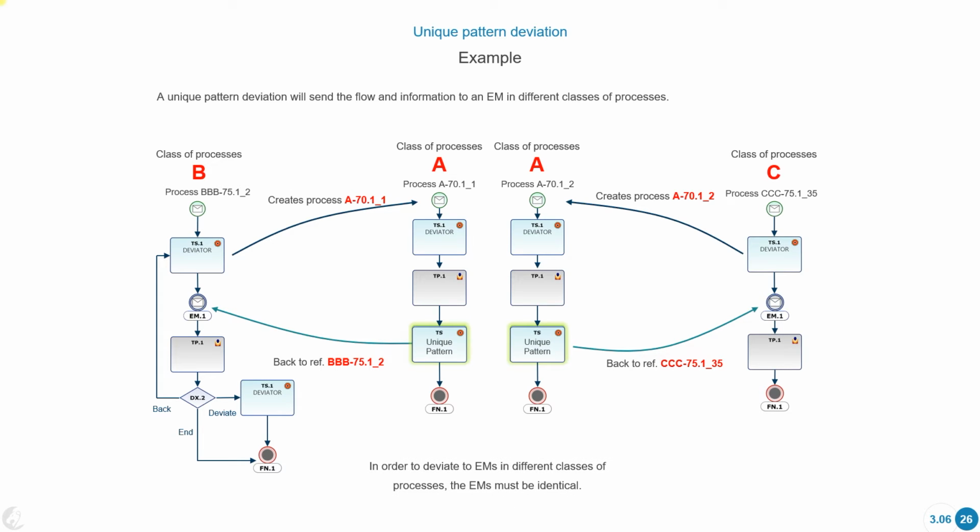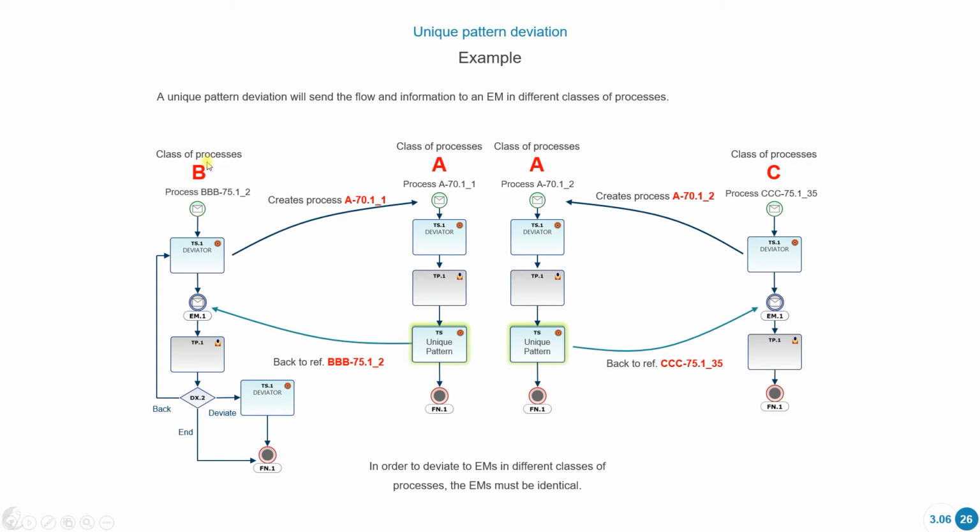Basically, because in order to deviate to different intermediate events of totally different classes of process, these events must be identical. They must have the exact same data structure, because it's impossible for me to map the fields from the class of process A to the class of process B, and also to the class of process C. And this is an example with only 3 different classes of process. But let's imagine I have 20 or 30 different classes of process, and I want class of process A to be able to communicate with all of those.